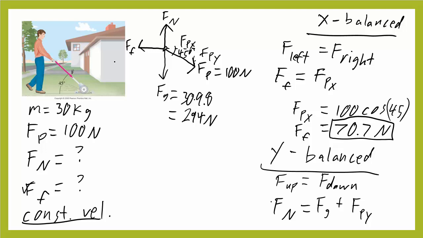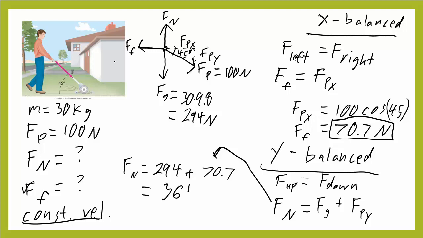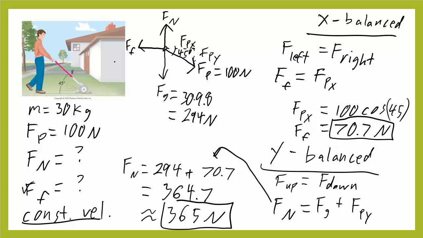Alright, so if I bring that equation over here, I'm going to have the normal force, which is what I'm trying to solve for, equal to gravity, which I know, 294, plus Fpy. Well, I know that these two legs are going to be equal because it's a 45-degree angle. So when I found Fpx, I also found Fpy. So 70.7 goes there as well. And I add those two together, and I get 364.7, or you can round it to 365 newtons of force.